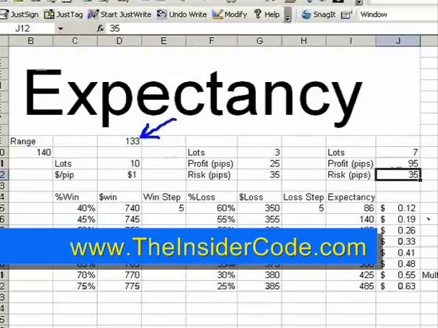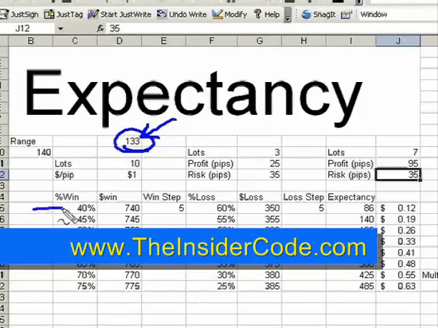But here's the key. Again, some of you may be thinking, yeah, but we don't know if it's going to get there. We have no idea if it's going to keep moving down or if it's going to move up. Here's what I'm getting at. What if that only happened 40% of the time? What if it only happened 45 or 50? Think about that. What if only half of the time it went 95 pips?